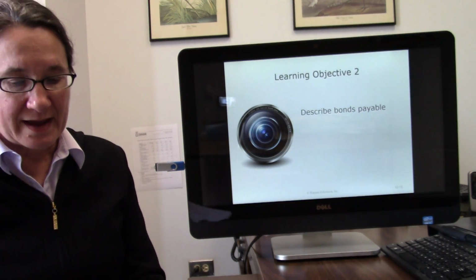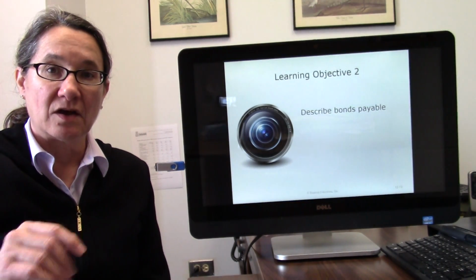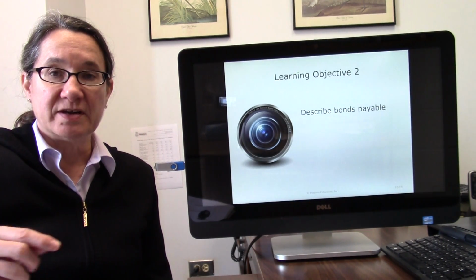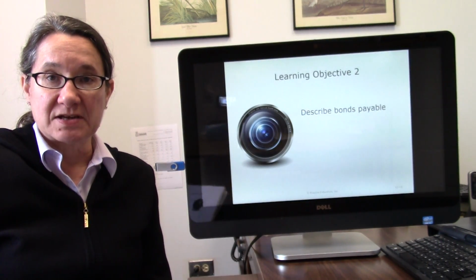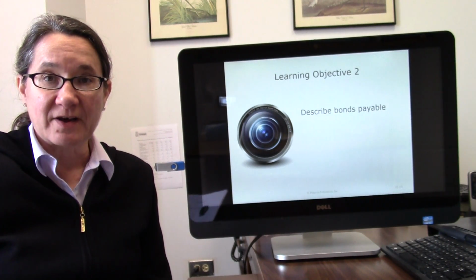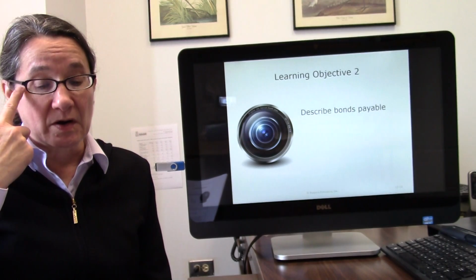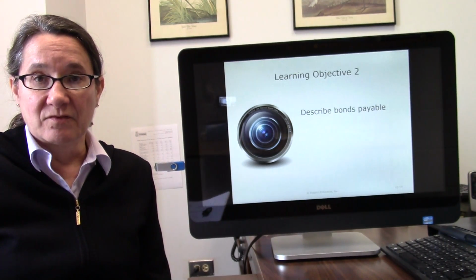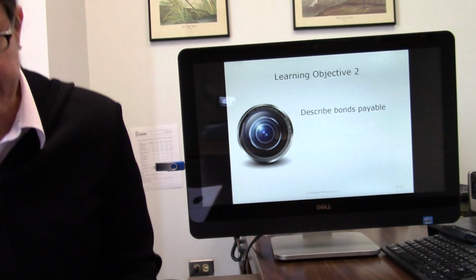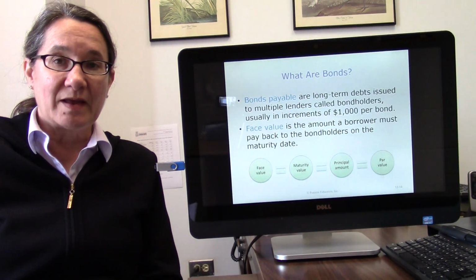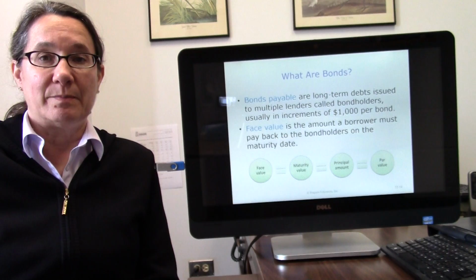Hi, we're back. We're continuing on talking about long-term liabilities from Chapter 12. This is the 32B, so the second part of Class 32 if you're in Monday, Wednesday, Friday class, and this is 23B, the second part of Class 23 for the Tuesday, Thursday folks. And now we're continuing on with long-term liabilities, and we're going to start talking about bonds.